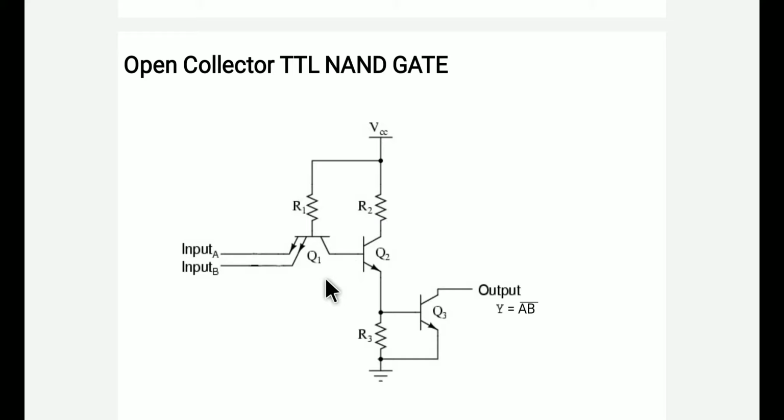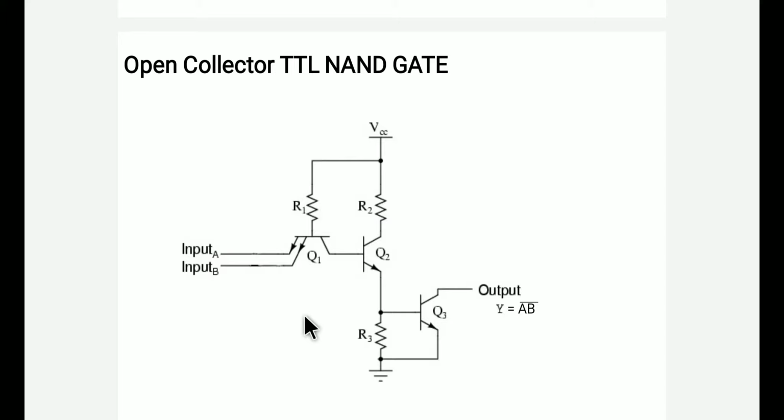The disadvantage of the open collector gate is its slow switching operation. The pull-up resistor is a few kilo ohms, which gives a relatively long time constant when multiplied by the stray output capacitance. It is worst when the output goes from low to high.